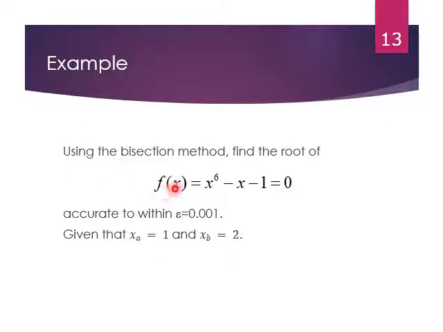Okay, look at this example. Using the bisection method, find the root of f(x) equals x to the power of 6 minus x minus 1 equals 0. The error tolerance given is 0.001. The initial guesses are given here, where the lower interval xa equals 1 and the upper interval xb equals 2. So we have to make sure that the function evaluation at these 2 points, f(xa) multiplied by f(xb), must be less than 0.